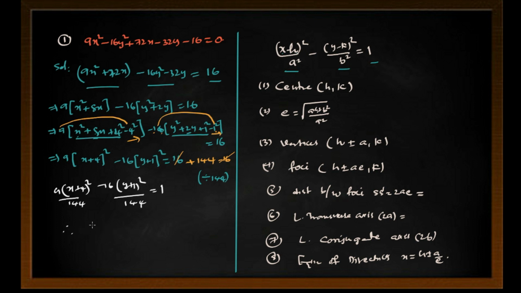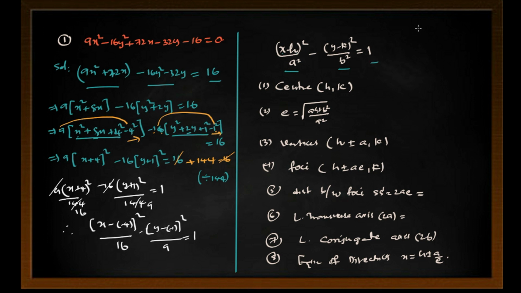So therefore this is in the form of x, this plus 4 can we write as minus of minus 4? Yes. (x minus of minus 4) whole square divided by 9, ones are 9, 16s are 16, minus (y minus of minus 1) whole square divided by 16, ones are 16, nines are 9, equals to 1. Now compare this one with (x minus h) whole square by a square minus (y minus k) whole square by b square equals to 1.